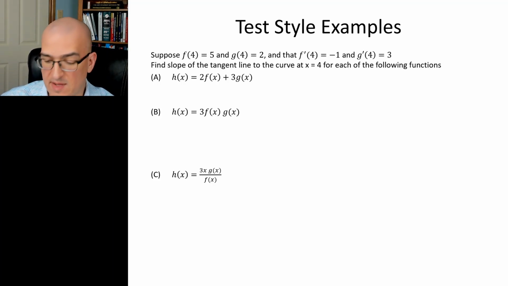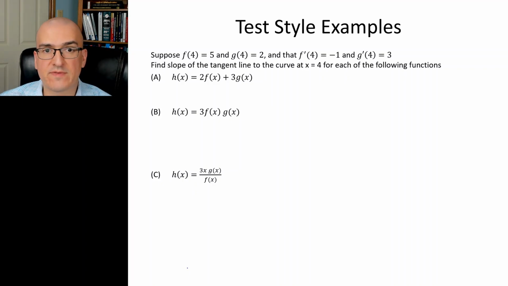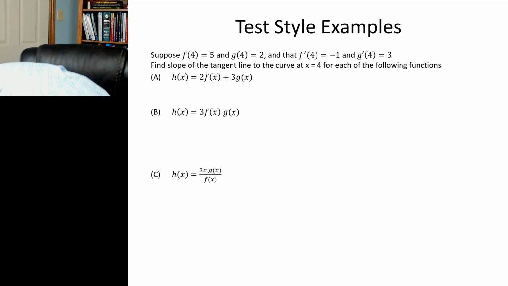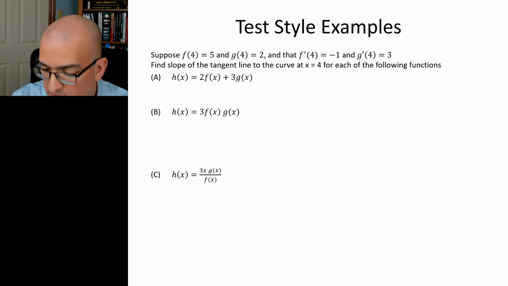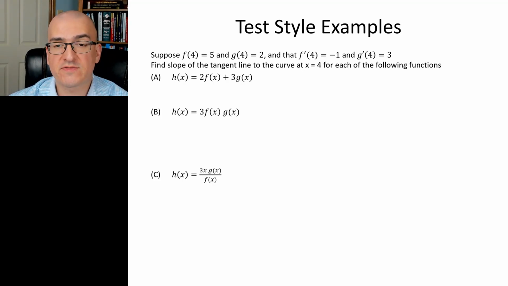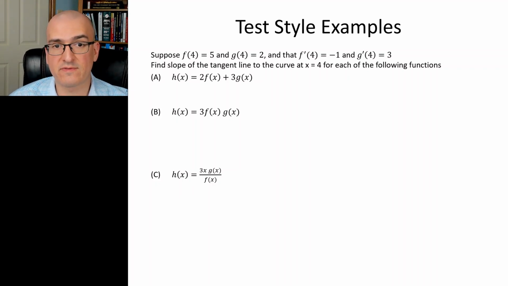Okay, test style examples. These are questions you have to think a little bit more about, where you're given some data, some information. It's all the same rules, the same product, quotient, and chain rules. So suppose you're told what f of 4 and g of 4 are equal to, and what f prime of 4 and g prime of 4 are equal to. You're given that data, and you're asked to find the slope of a tangent line to a curve at x equals 4 for each of the following functions. So the first thing you have to do is know what that means, slope of a tangent line. You have to know that it means find the derivative evaluated at the x-coordinate.